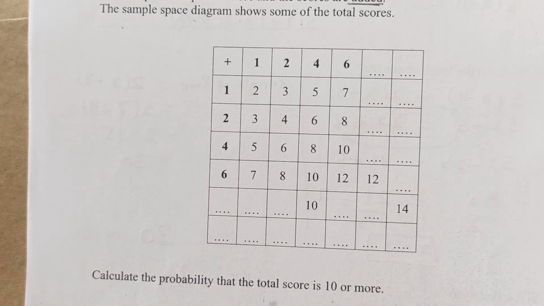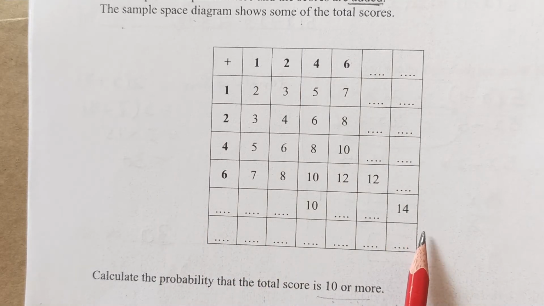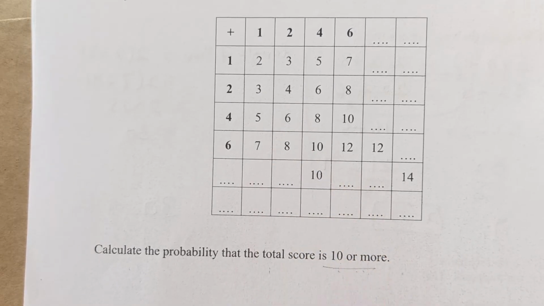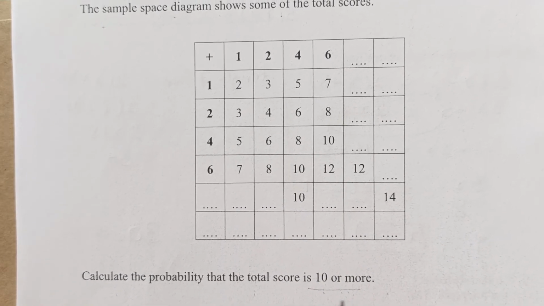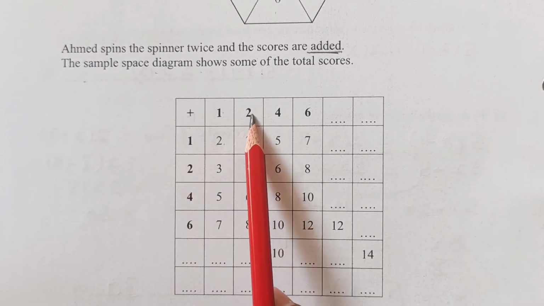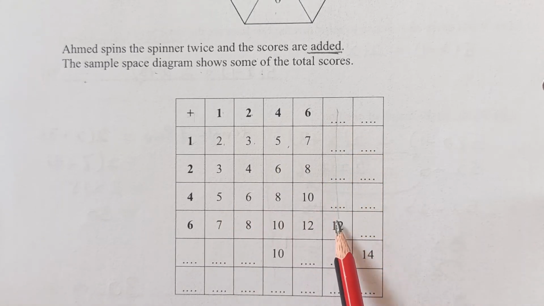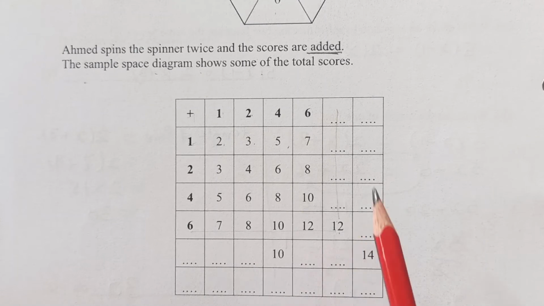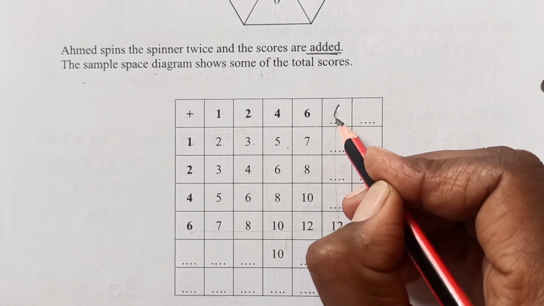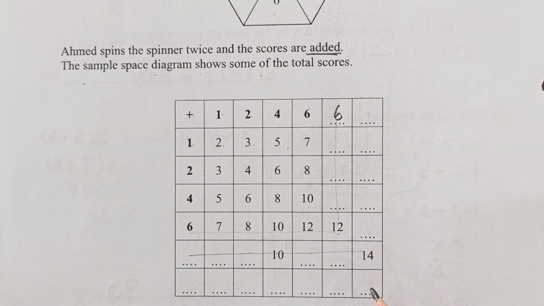So before we calculate this, first of all we have to complete this sample space diagram. You see, this question is a bit tricky. They have not asked you to do that, so you have to figure out what to do. Now this is added: 1 plus 1 is 2, 1 plus 2 is 3, 1 plus 4 is 5, like this. Here we have this column and on this side we have 6. So 6 plus 6 gives you 12, so we should have 6 here, right? On the other side we have 14 and we don't have both of the numbers here.